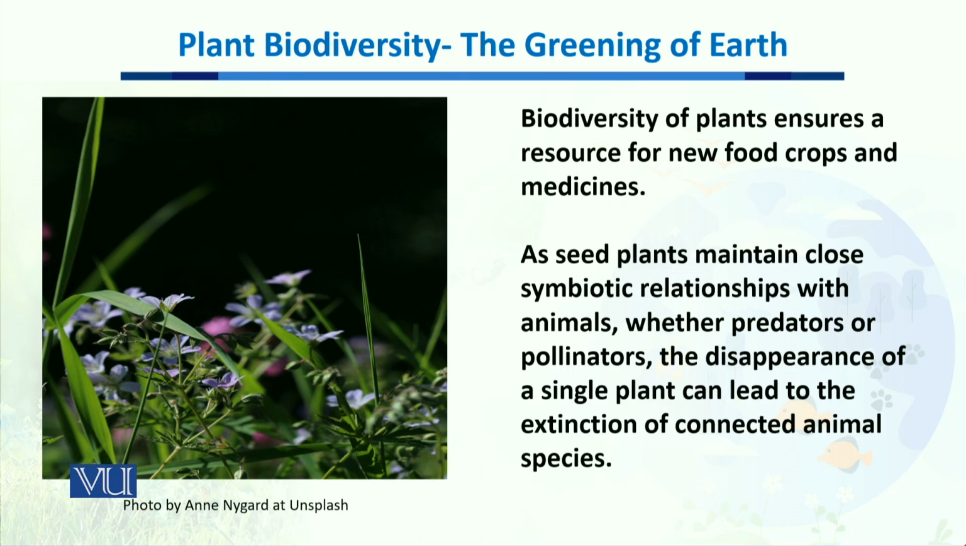The disappearance of a single plant can lead to the extinction of many connected animal species because these plants are the major source of food for those animals, and in return the animals can act as pollinators for these plants and help them in their dispersal or dissemination into the ecosystems.